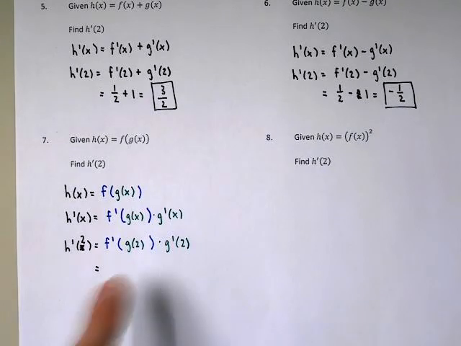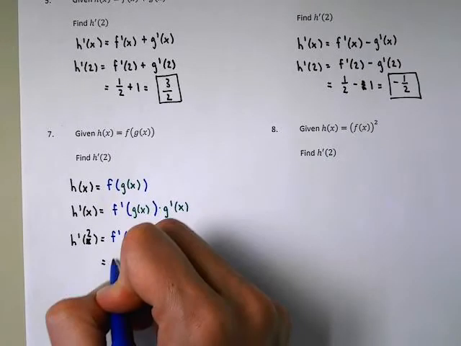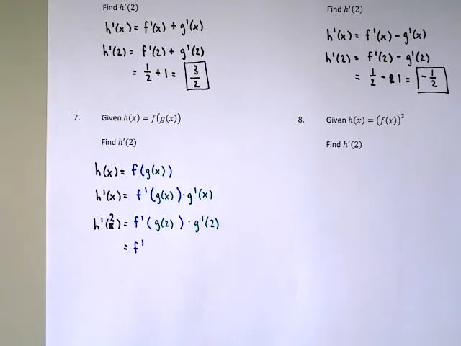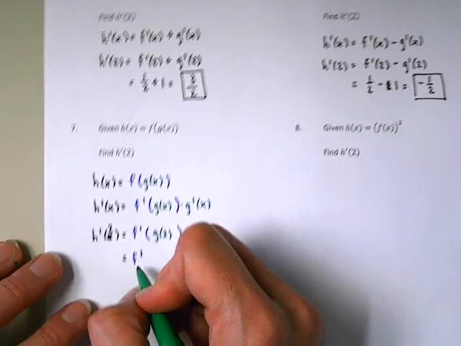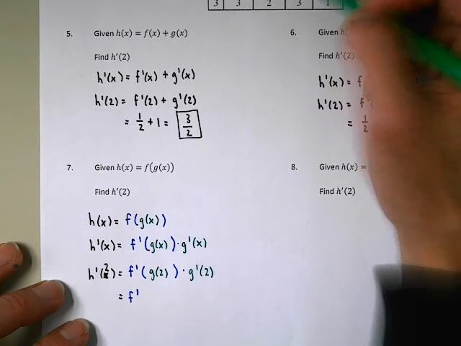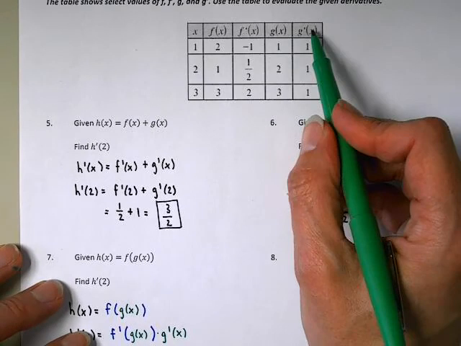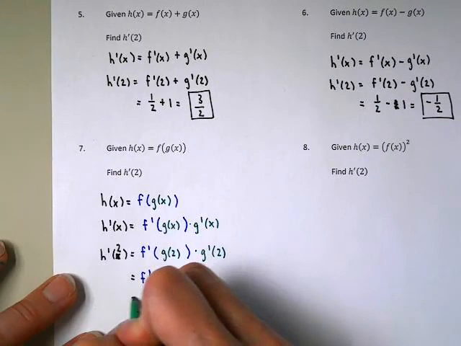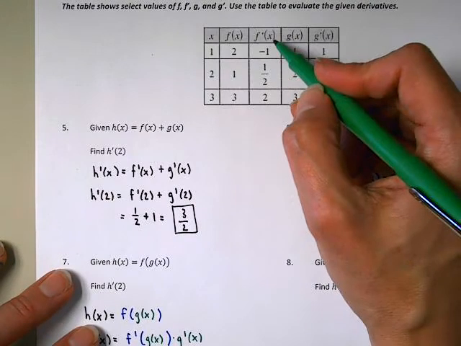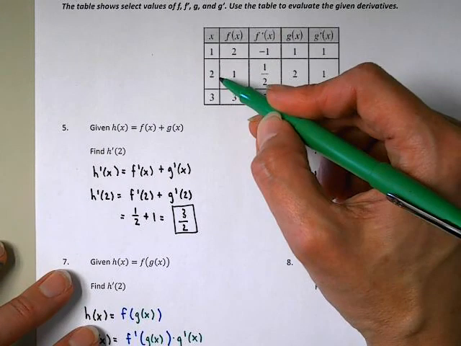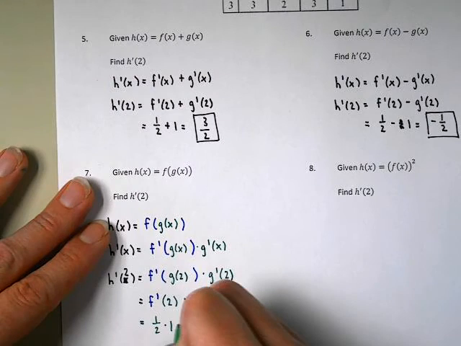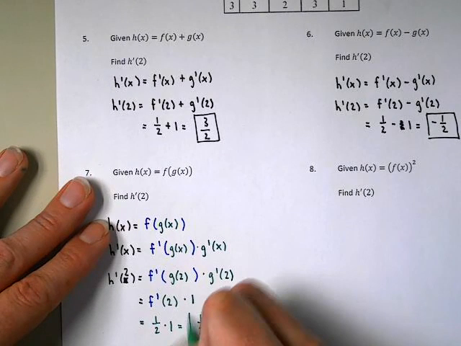So I have to evaluate the inside first before I know what I've got here. So I've got f prime of, let's see, let's go to the table, g of 2 is going to give us 2. So f prime of 2 times, if I go back to the table, g prime when x equals 2 is 1. So now I just need the value for f prime of 2, which gives me 1/2. So 1/2 times 1 equals 1/2.